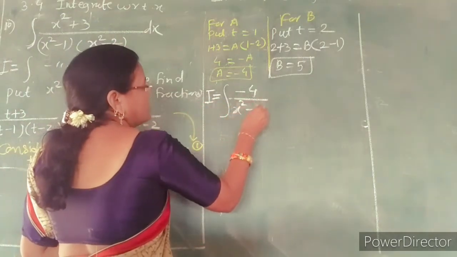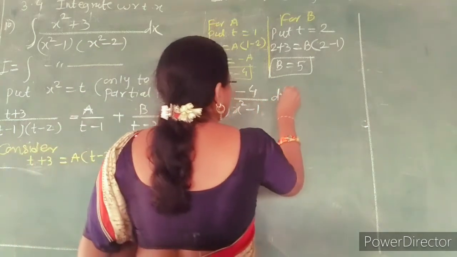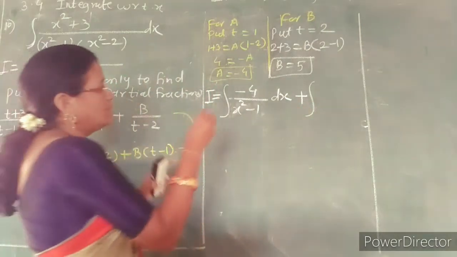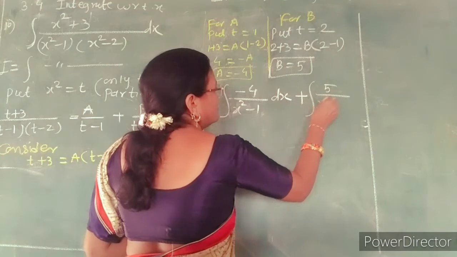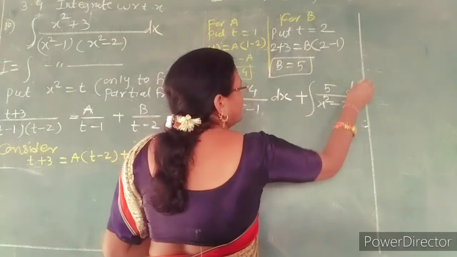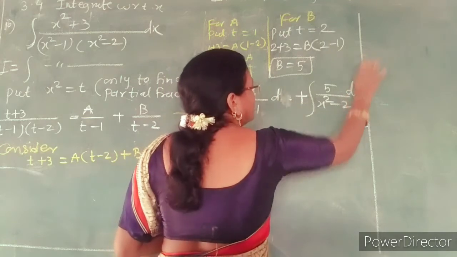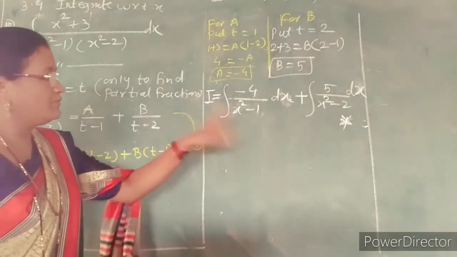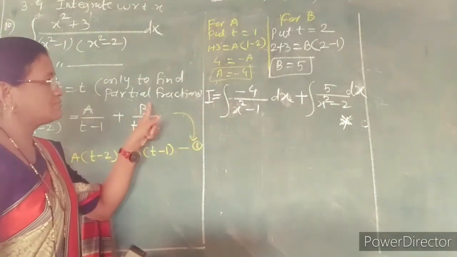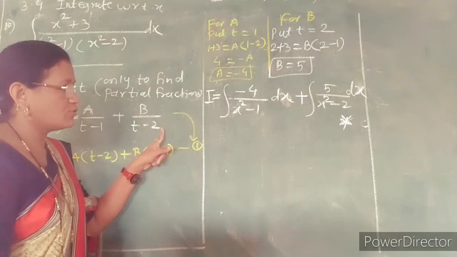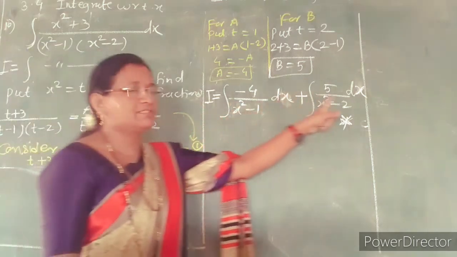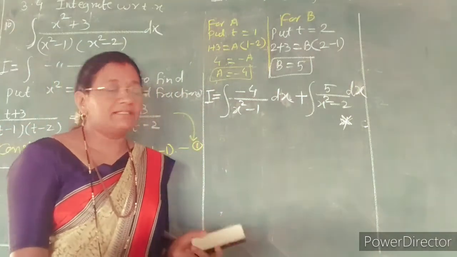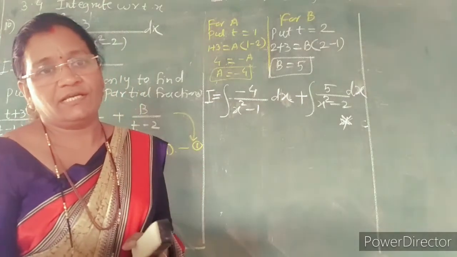So here the linear fraction is given as x square minus 1. And second, we can separate out this plus. What is B? B upon t minus 2. B is nothing but the integral of 5 upon (t minus 2), which is x square minus 2, whole integral with respect to x. This is the most important step. You may take the first step as minus 4 upon t minus 1 plus 5 upon t minus 2. After this we can replace t, but here the variable is not changed because we cannot take proper substitution by taking their differentiation. This is only to find the partial fractions A and B.